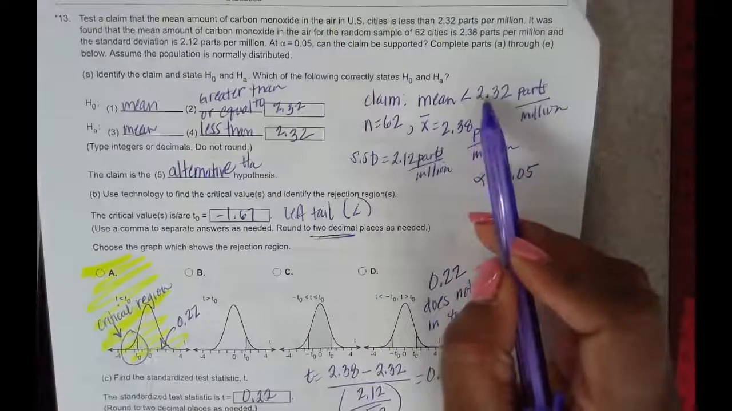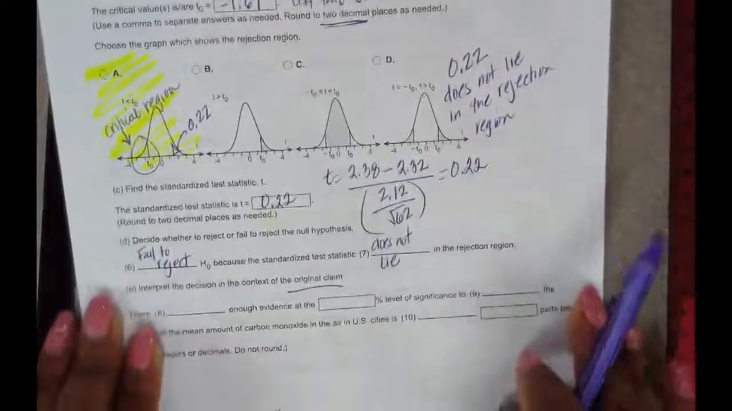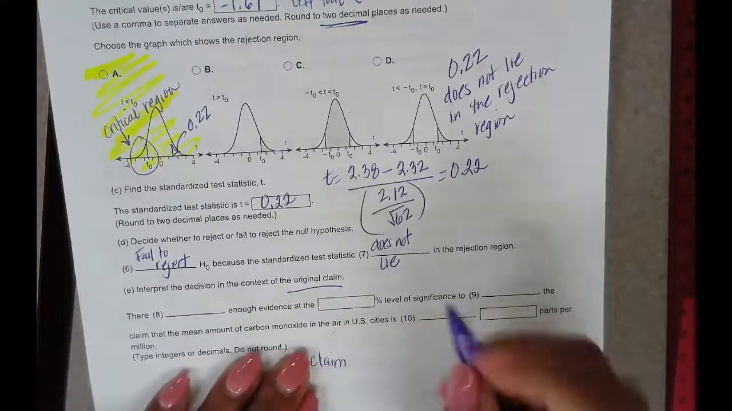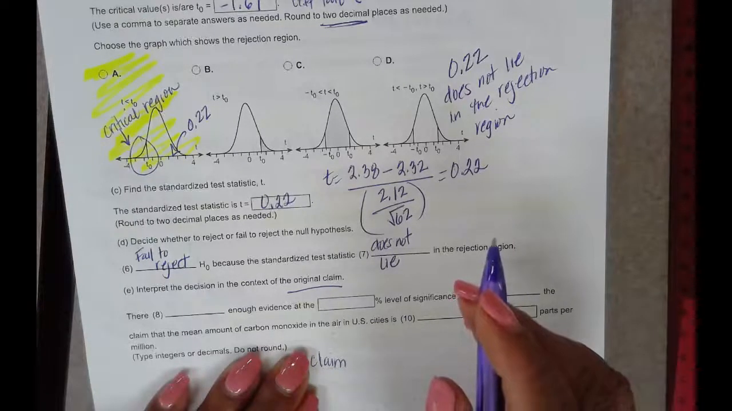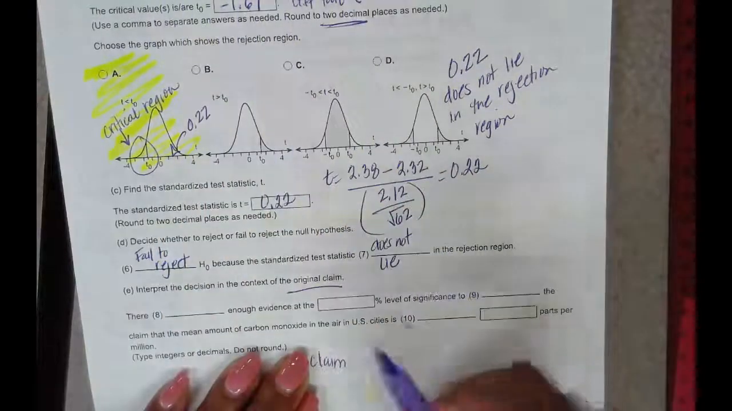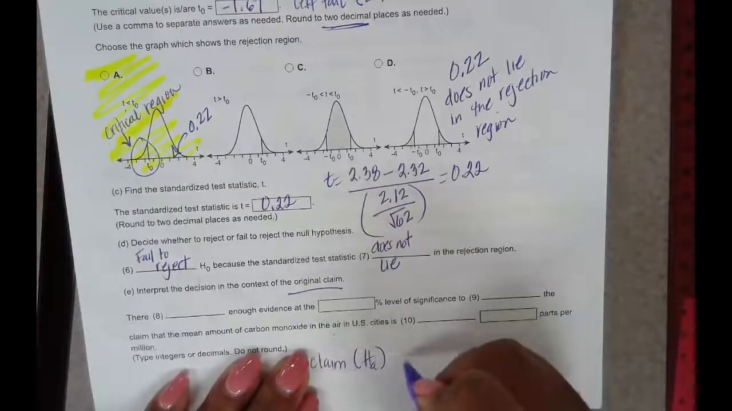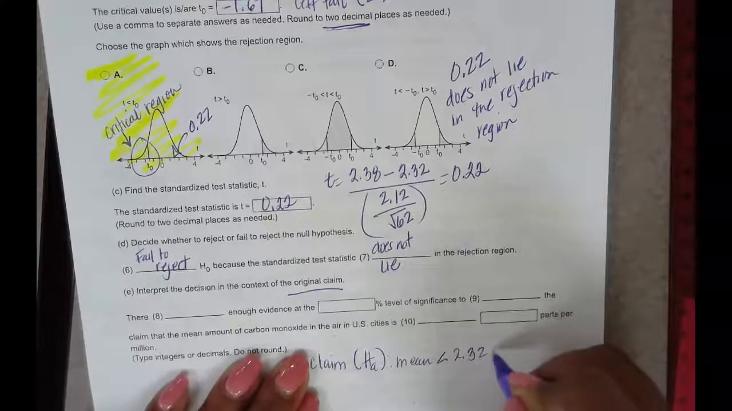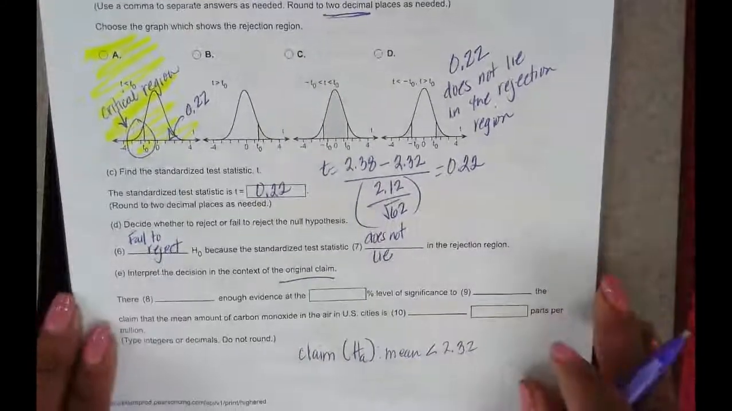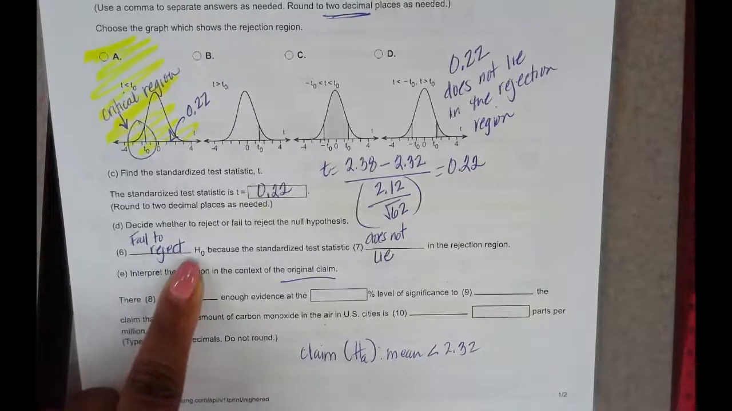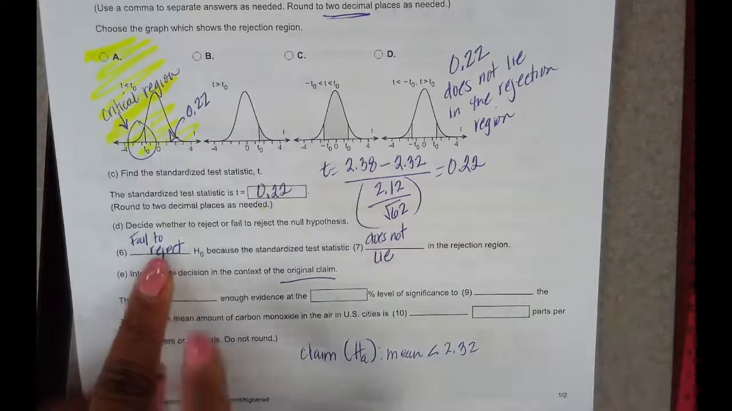The original claim is that the mean is less than 2.32 parts per million. I'm going to write that here. Here's our claim. But what else do we know about the claim? The claim is also in the alternative, that the mean is less than 2.32. Keep that in mind. And we are failing to reject the null, which I also got to get in my mind.